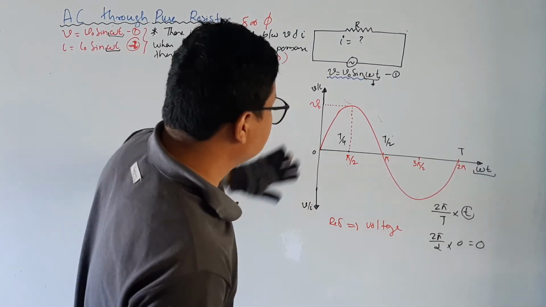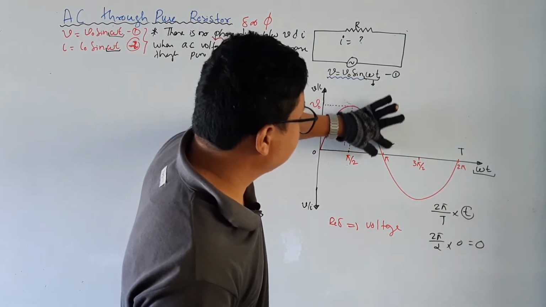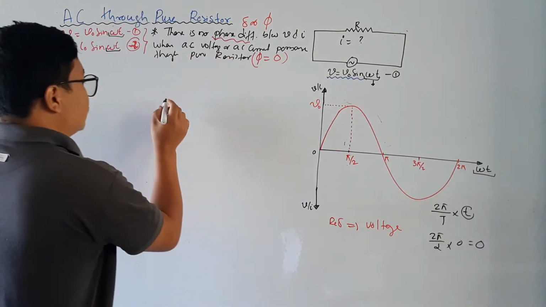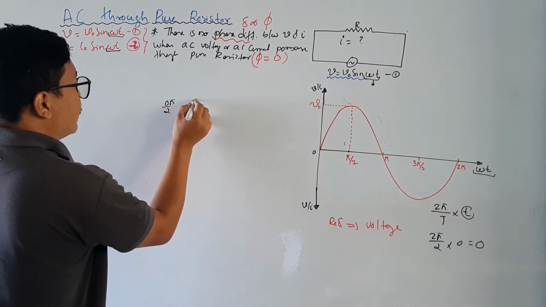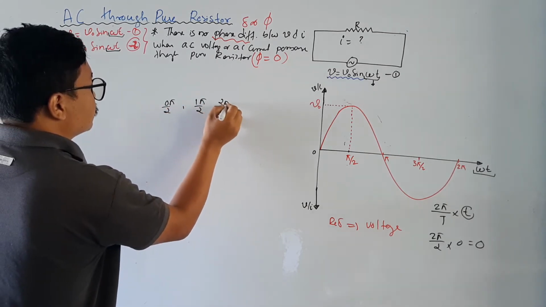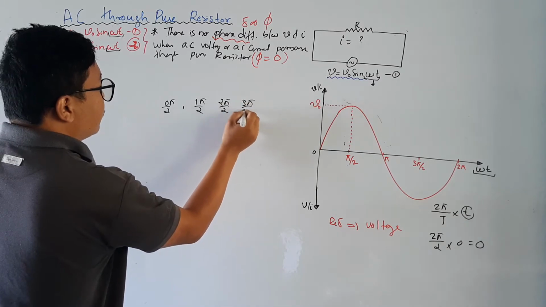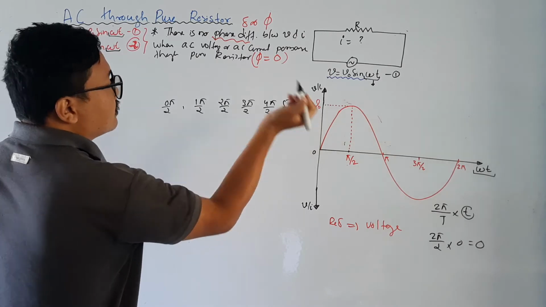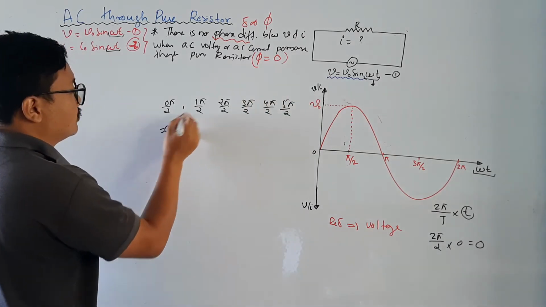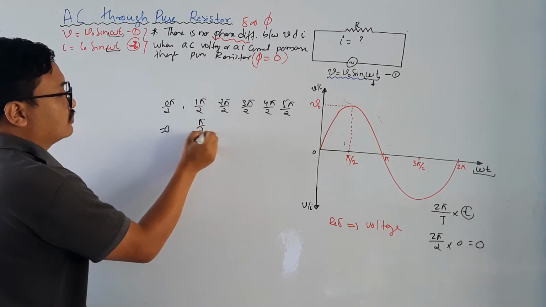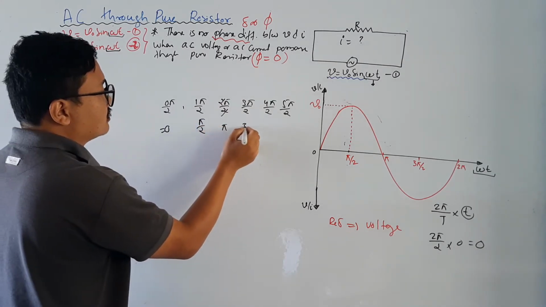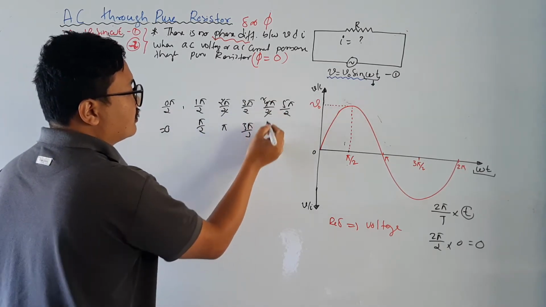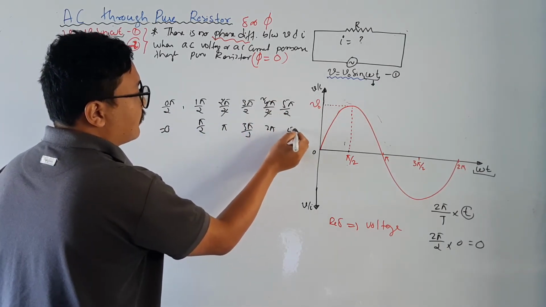Okay, there is one more interesting thing, an easy way to remember these values. Just remember like this: 0 pi by 2, 1 pi by 2, 2 pi by 2, 3 pi by 2, 4 pi by 2, 5 pi by 2 and so on. 0 pi by 2 is 0, 1 pi by 2 is pi by 2, 2 cancels and it becomes pi, 3 pi by 2 cannot be cancelled, 4 pi by 2 becomes 2 pi, and then 5 pi by 2.